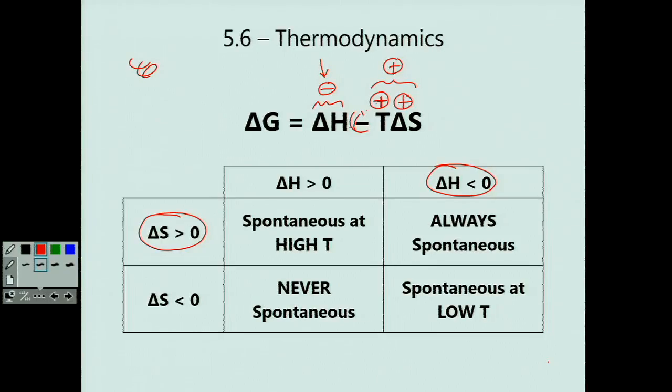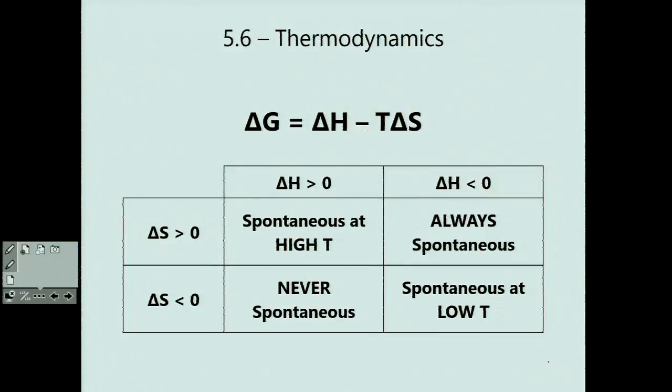Okay? If you go down to the bottom left, if you have a process that's endothermic, but in which the entropy is going down, this is a positive number.